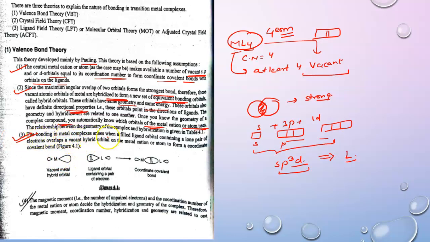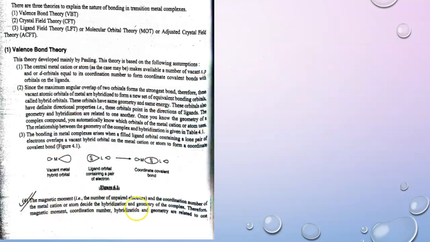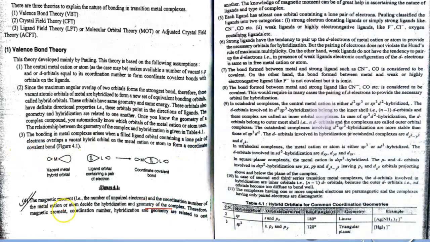Third point, bonding in metal complexes arises when a filled ligand orbital containing a lone pair of electrons overlaps with the vacant hybrid orbital of the metal to form a coordinate covalent bond. So, magnetic moment, number of unpaired electrons and coordination number of a metal cation decide the hybridization and geometry of the complex. So the magnetic moment, coordination number, hybridization and geometry are all interrelated to one another.